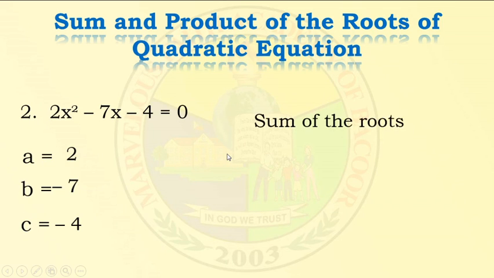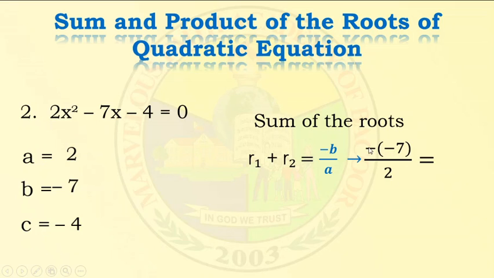Okay? So, using now the formula, we're going to find the sum of the roots. We have r sub 1 plus r sub 2 equals negative b over a. So, substitute lang natin. Take note na negative 7 yung value ng b natin, at sa ating formula ay negative. So, magiging negative quantity negative 7 over 2, yung value ng a natin at yung value ng b.